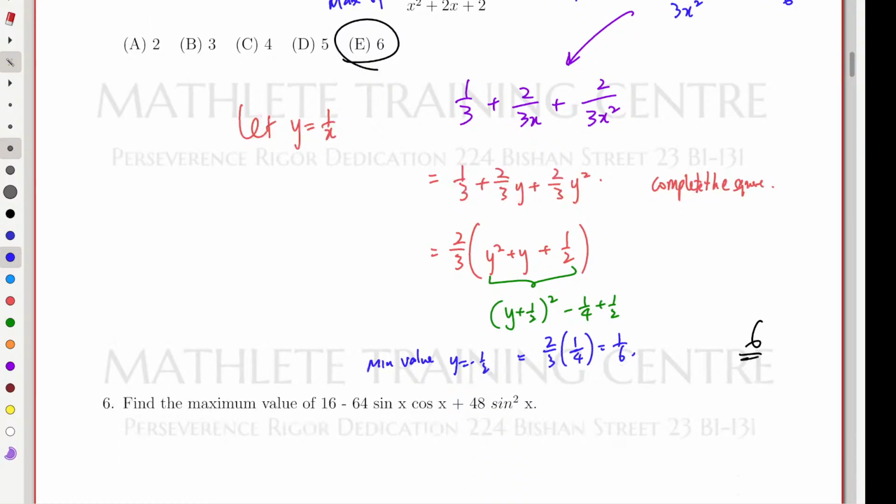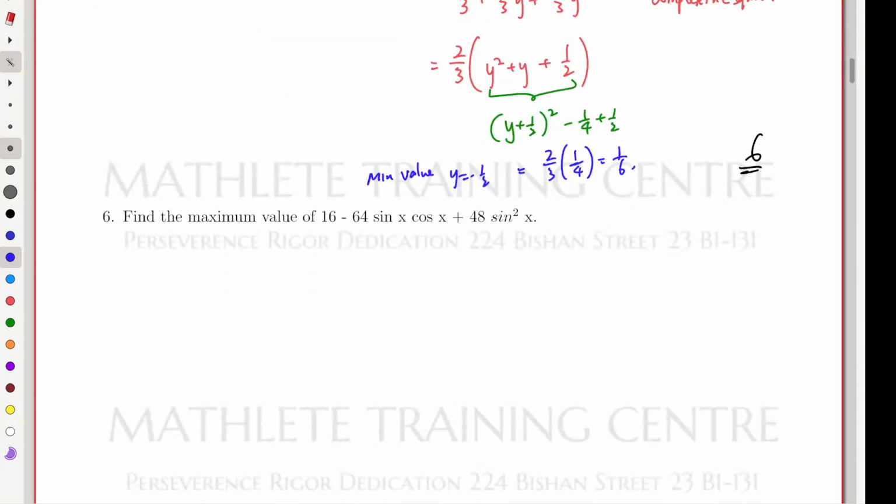Okay, question number 6 here. Find the maximum value of this expression. Well, if I take a look at this expression, my first instinct is that all these numbers are divisible by 16. So let's try to take out 16 here first. And then we have 1 minus 4 sine x cosine x plus 3 sine squared x.